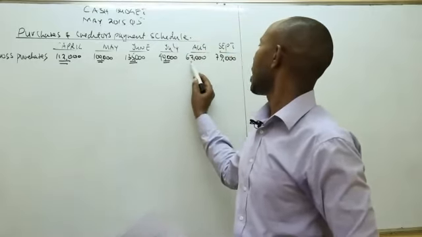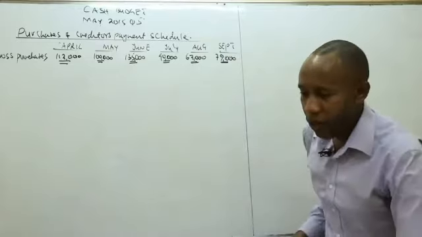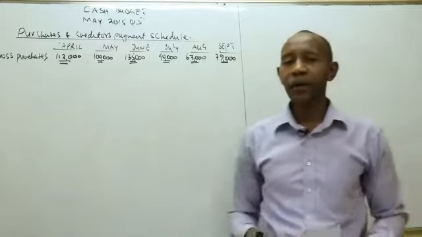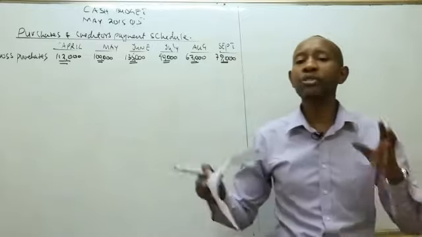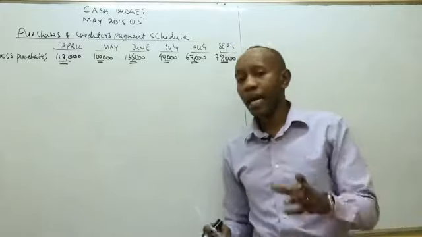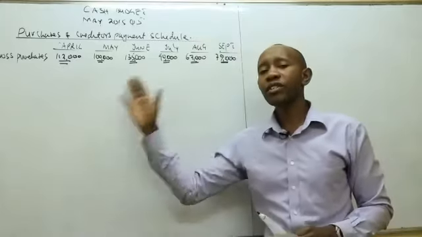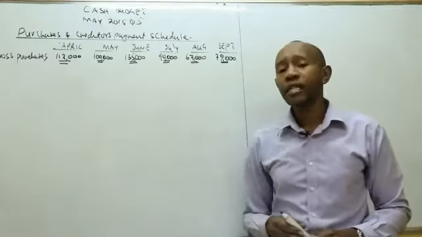So I double underline like that. Remember, we said that one of the problems that we will always experience when preparing the cash budget is the problem of timing of cash flows. Because there is a time gap between when the cash flow event occurs and when the actual cash flow takes place.